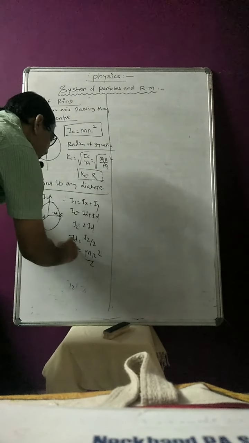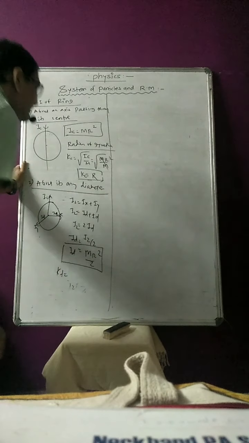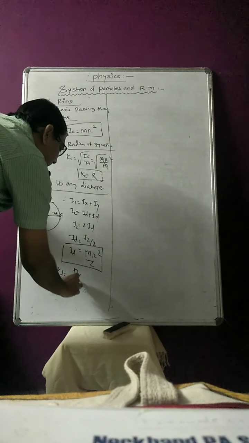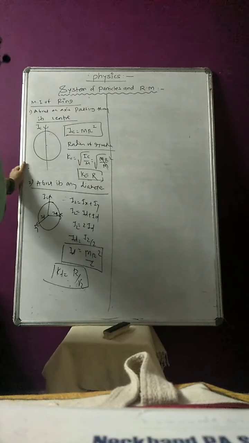Once you have got that moment of inertia about its diameter, then the radius of gyration about its diameter can be calculated. M will get cancelled, R by root 2. What will be the answer? That will be again R by root 2.